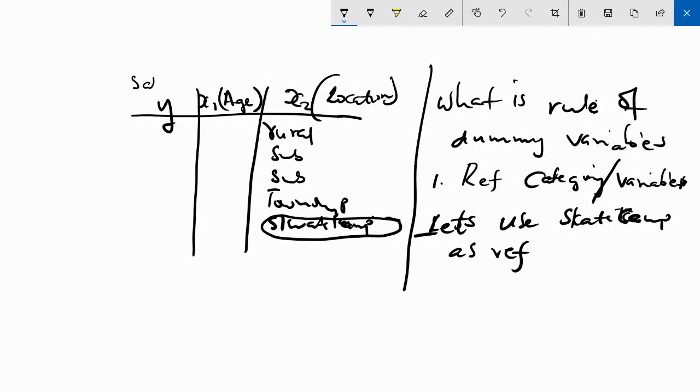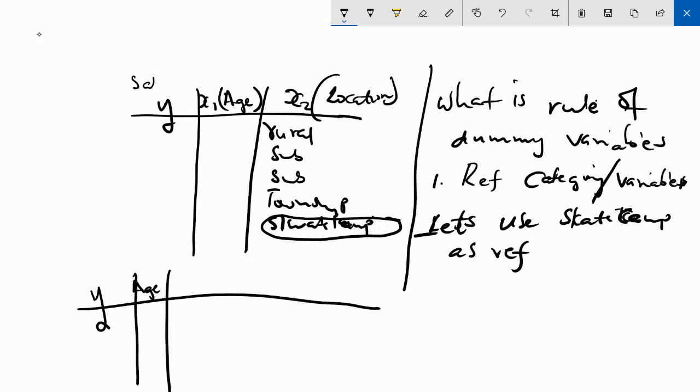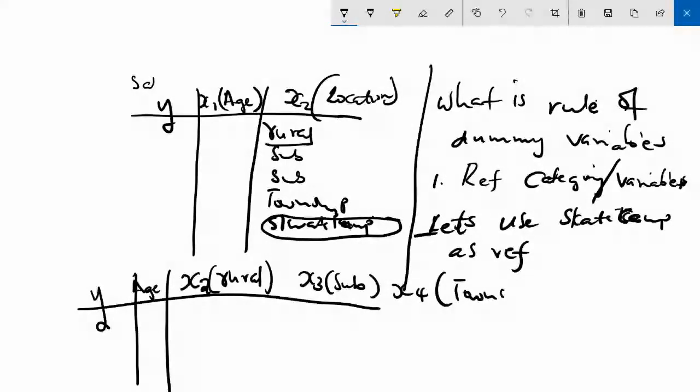So now, whatever you're going to assign, you won't include this option. So now we'll have y, age, which is x1. I'm coming to our question, leadership. Now you have rural. Rural will now be on its own. So this one will be called x2, which goes with rural, x3, which goes with suburb, x4, which goes with township.